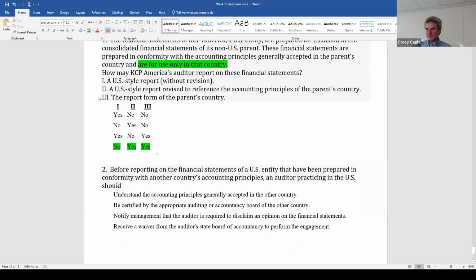All right. Again, this is not a super important area. It's just a quick area to touch on. That ends week 10.